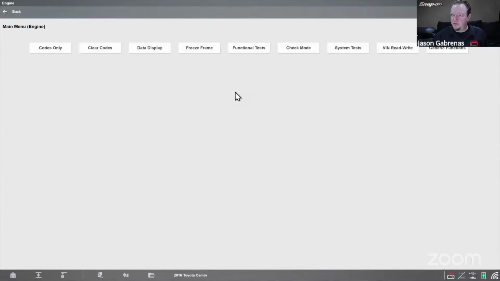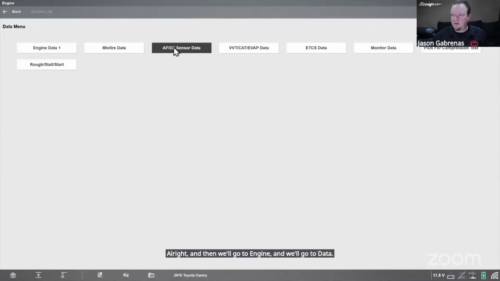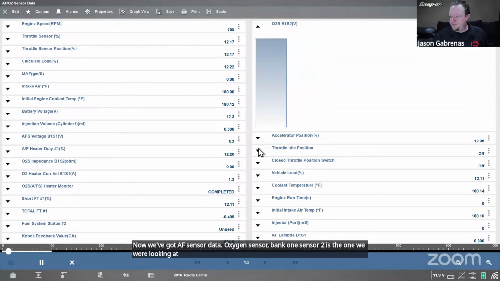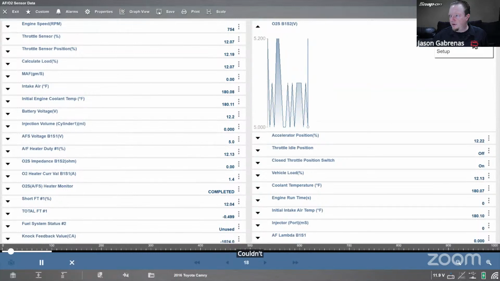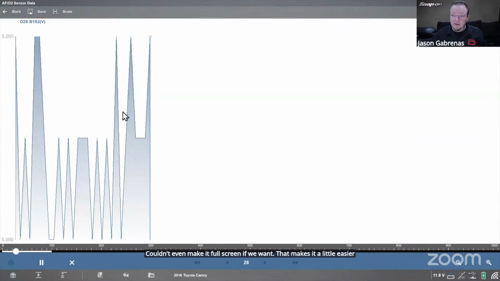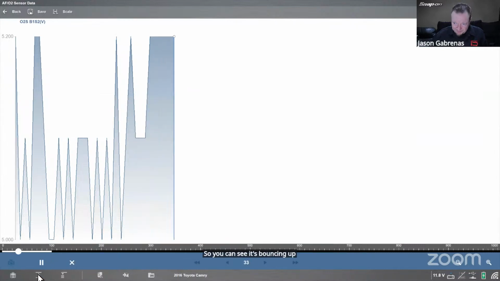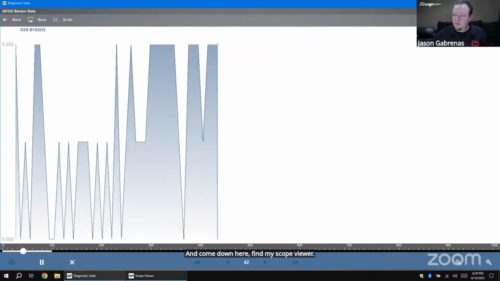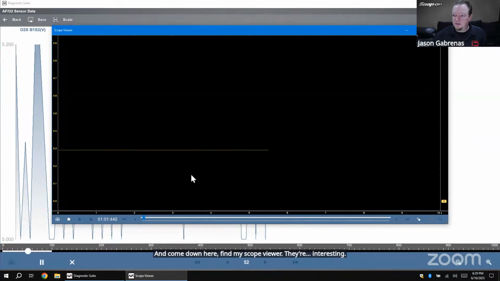All right, and then we'll go to engine, and we'll go to data, and we'll go to AF sensor data. And oxygen sensor bank one, sensor two is the one we were looking at before. Can even make it full screen if we want. That makes it a little easier. There we go. So we can see it's bouncing up and down and all around. And come down here, find my scope viewer. There. Interesting. That's a Windows thing. All right, so I see 0.3 of a volt.